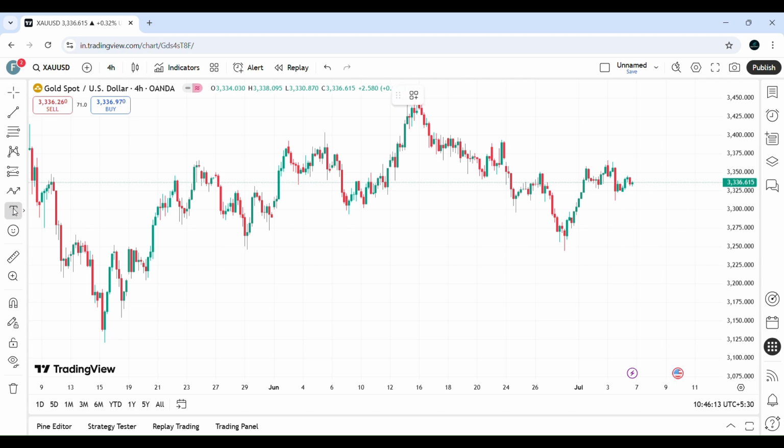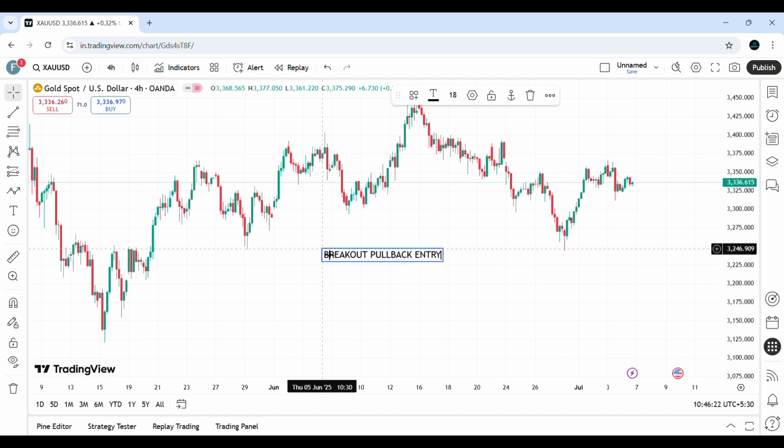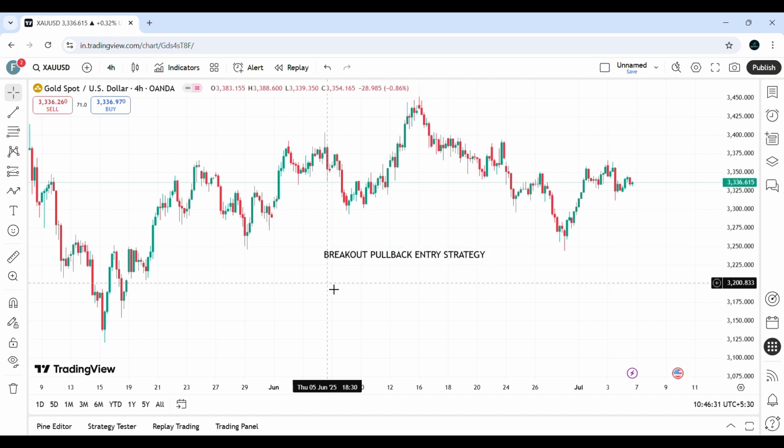Today's strategy is called a breakout pullback entry strategy. This is the most basic and simple strategy you will ever find in the forex market. If you do not master this strategy, you aren't going to make it on the forex markets. That's how easy it is. It's just as the name suggests, a breakout pullback strategy.